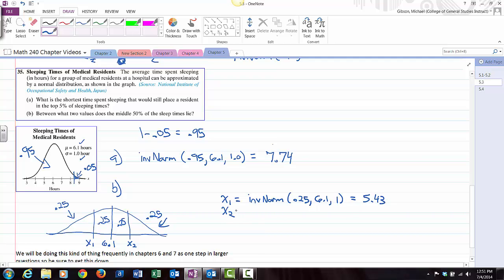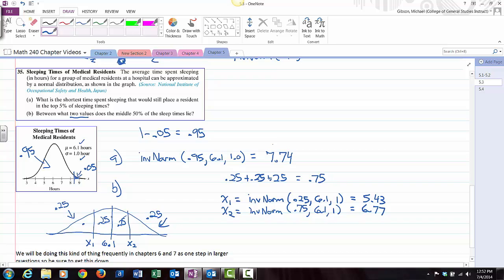And then for x2, invNorm. All right, well, what area is to the left of this one? Well, 0.25 plus 0.25 plus this third area is also 0.25, right? It is 0.75. All right, second DISTR, invNorm, 0.75, comma, 6.1, comma, 1, 6.77. All right, so there's our two numbers. These are the two values that the middle 50% lies between.